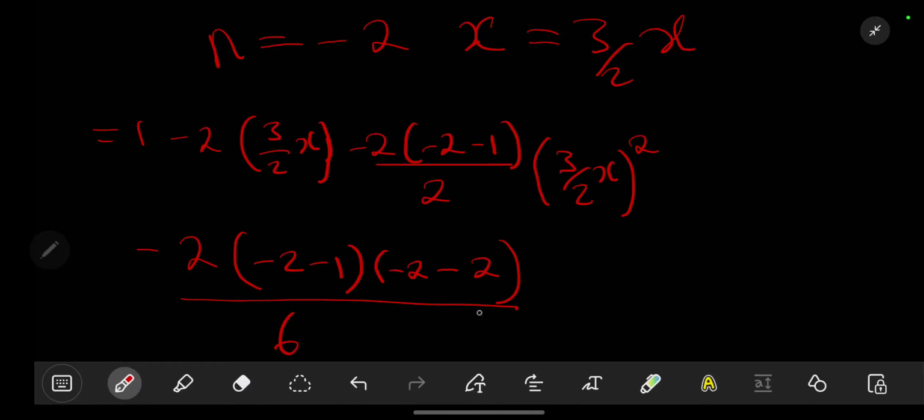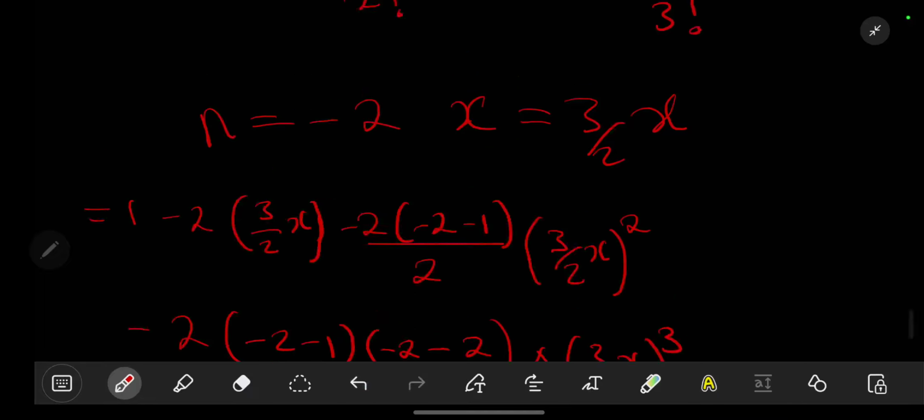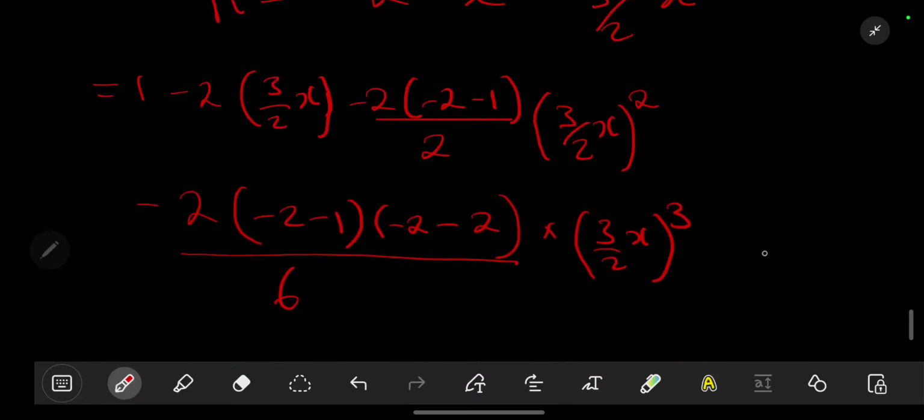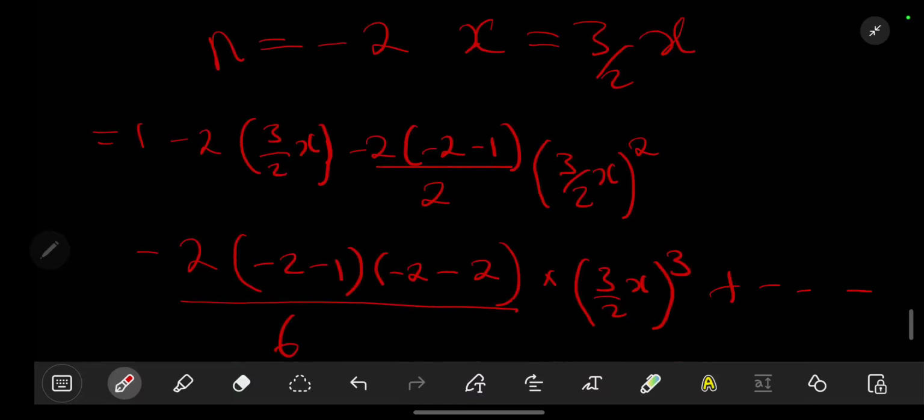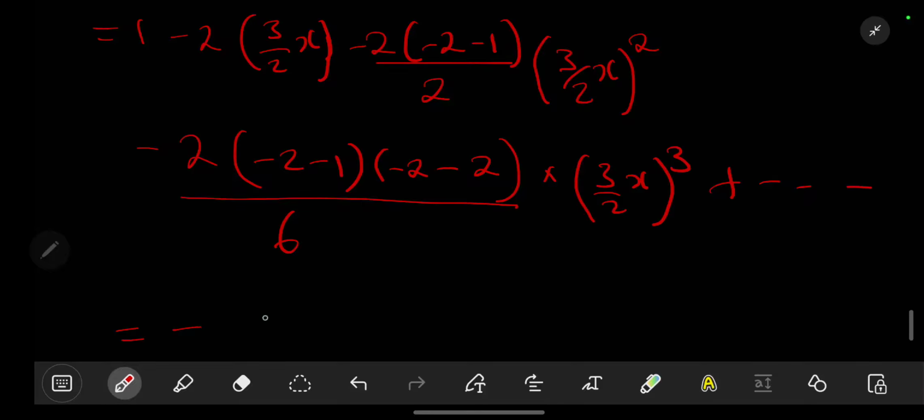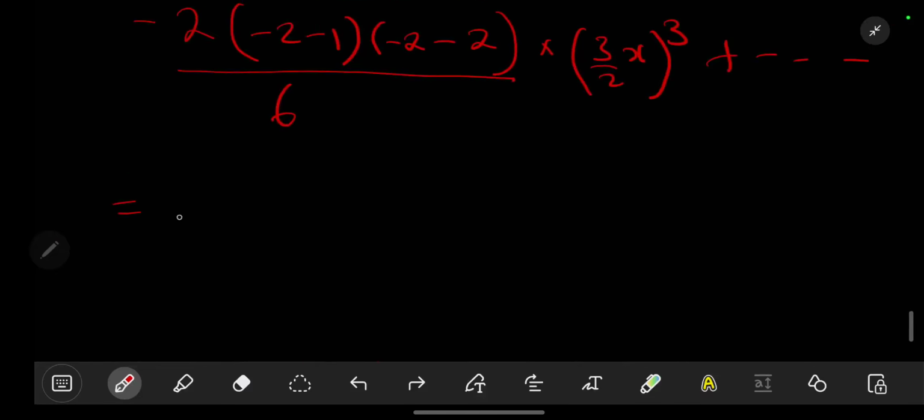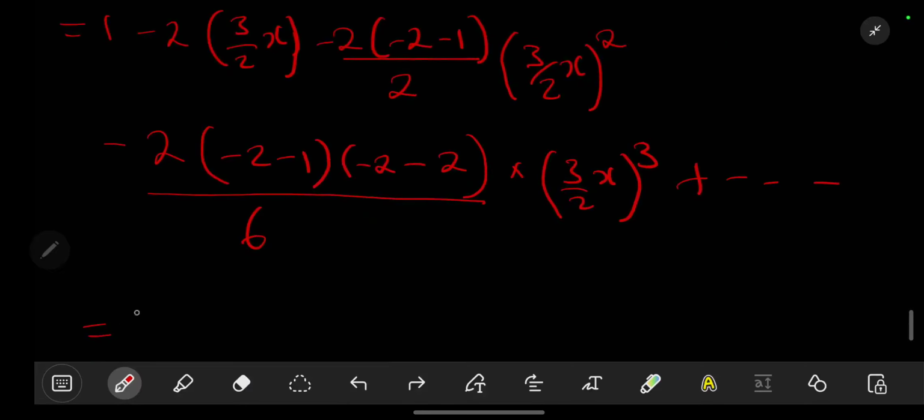Then we have our times our 3 over 2 x to the power of 3. So here we have x to the power 3 plus, it continues, dots. So we are going to have our 1. Remember, all this is being multiplied by an external value of 1 over 4. We are going to include it. So we have our 1 minus, we have this value times everything there.